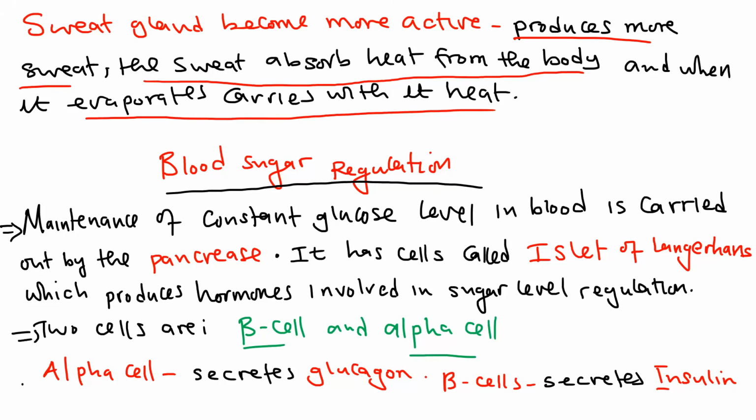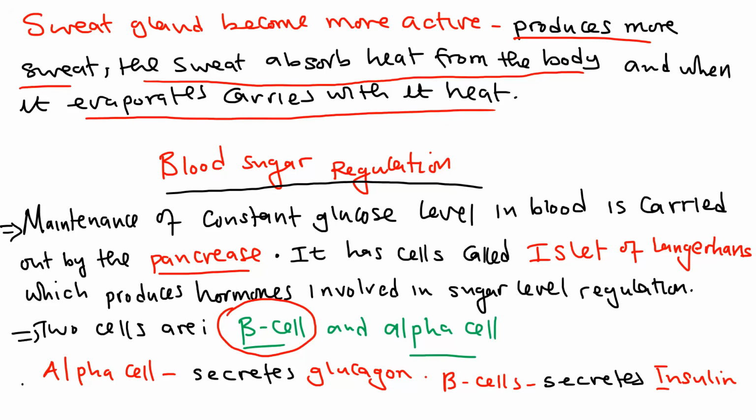To regulate means to be kept at a normal level. So how is that done? The maintenance of blood sugar level in the blood is carried out by the pancreas. The pancreas has two cells, otherwise known as islets of Langerhans. These two cells are the beta cell and the alpha cell.